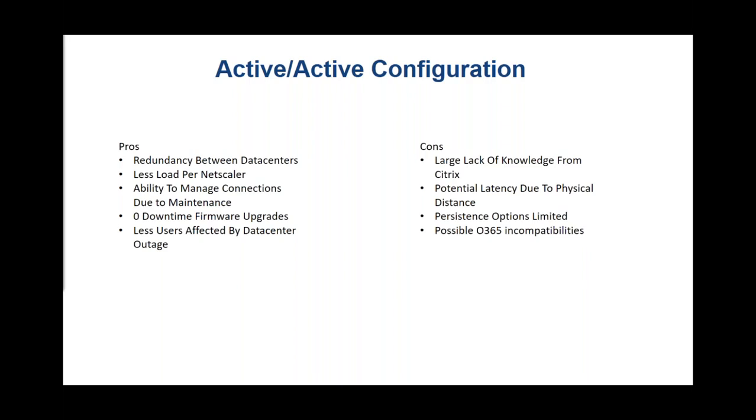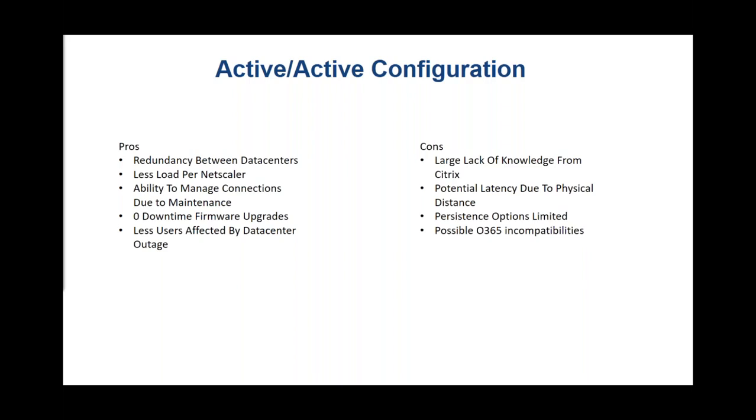We can manage our connections due to maintenance. So we've already had to perform maintenance on the core switching at each of our data centers. And what was nice is in the GSLB config, I was actually able to disable connections to the data center, so prevent all connections going to the data center that they would be working on. And what that does is it's just a fail-safe. So in the event that they do take down a port or the whole switch itself or the router, no users are going to be affected by this.